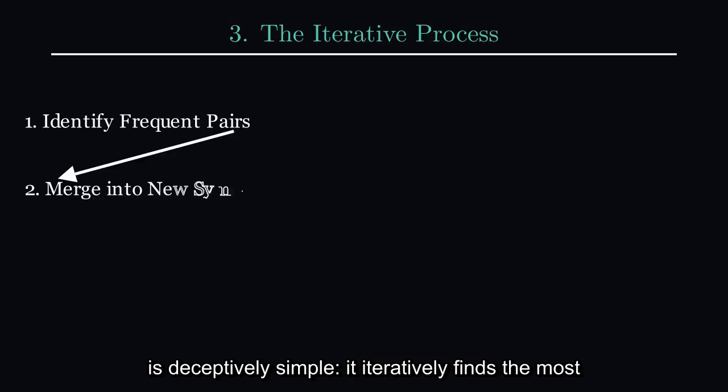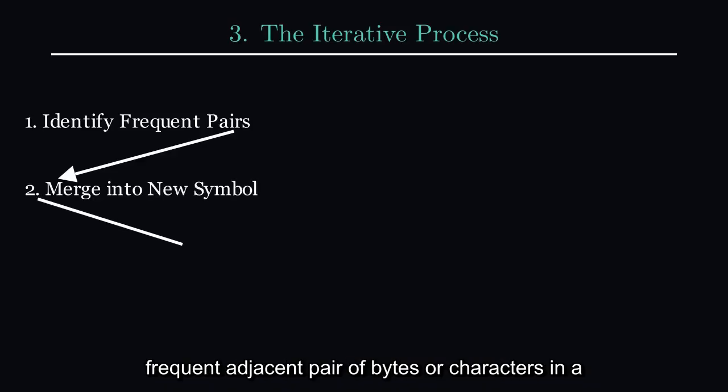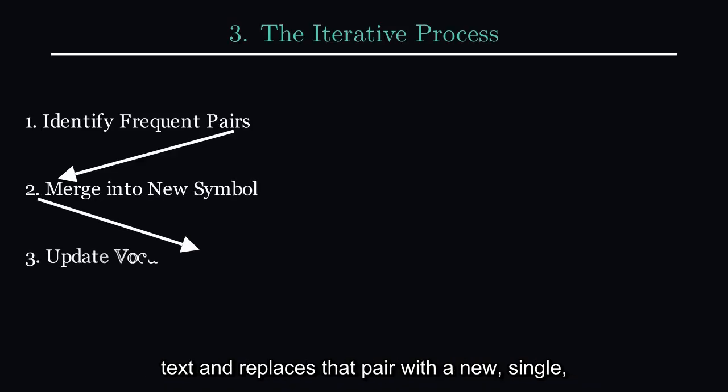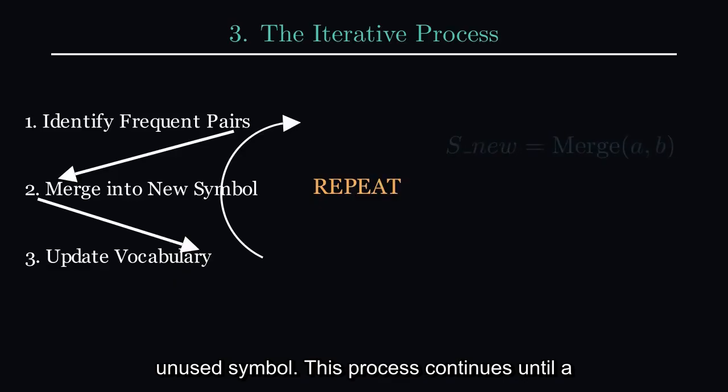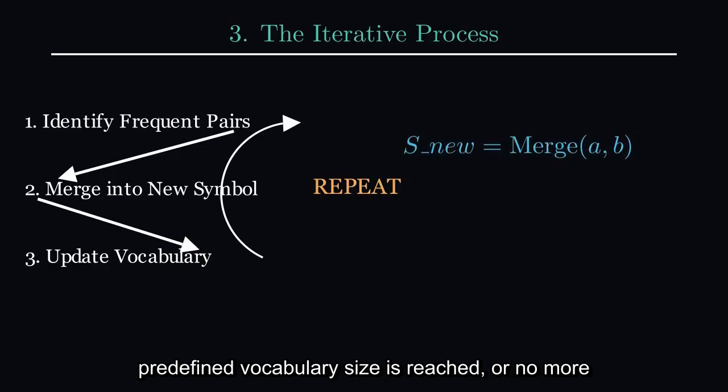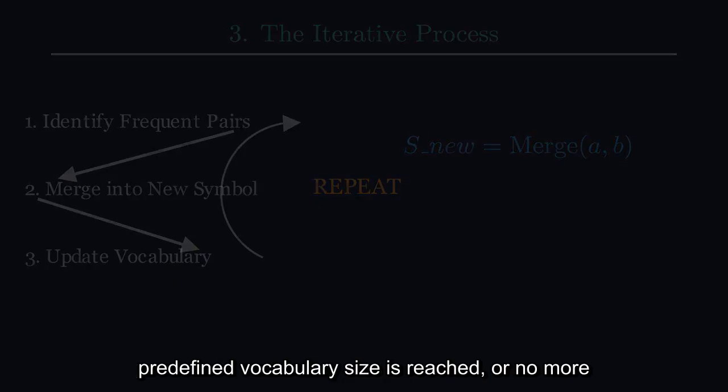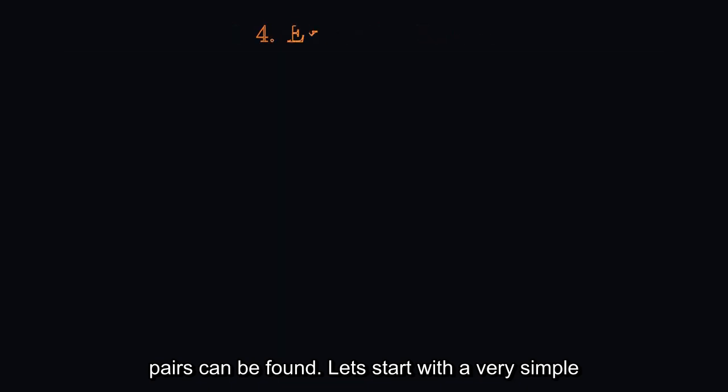It iteratively finds the most frequent adjacent pair of bytes or characters in a text and replaces that pair with a new, single, unused symbol. This process continues until a predefined vocabulary size is reached, or no more pairs can be found. Let's start with a very simple example.